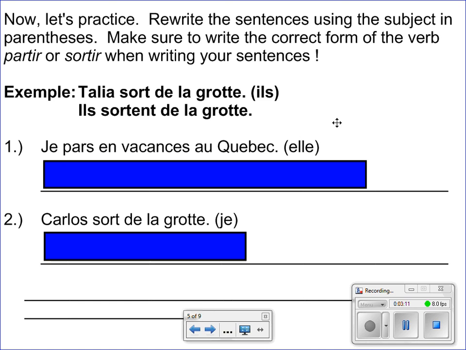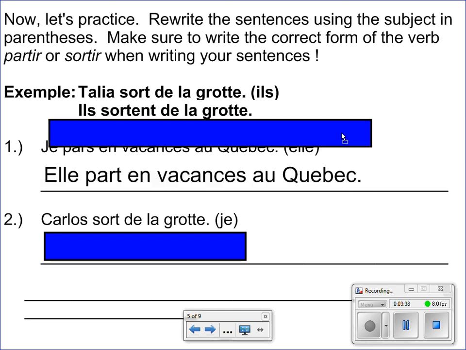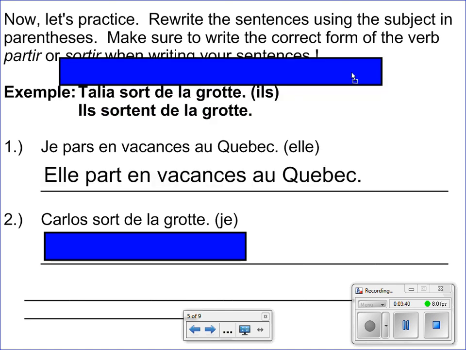So let me read the first problem to you. Je pars en vacances au Québec. And we want to change the sentence so the subject elle is used. So put the video on pause and jot down your solution to this question. And then when you hit play, I'll reveal the answer. Alright, if you got elle part en vacances au Québec, you're exactly right.